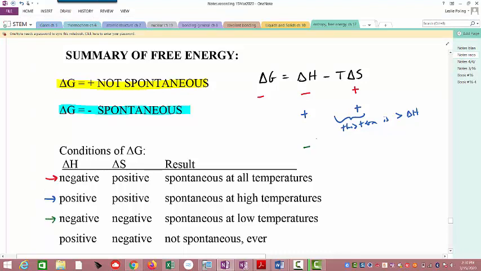When delta H is negative and delta S is negative, your spontaneous is at lower temperatures because this term has to be less than delta H.